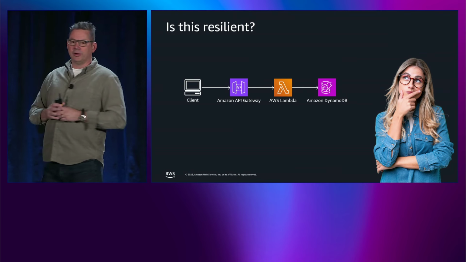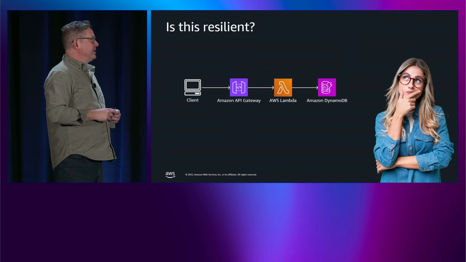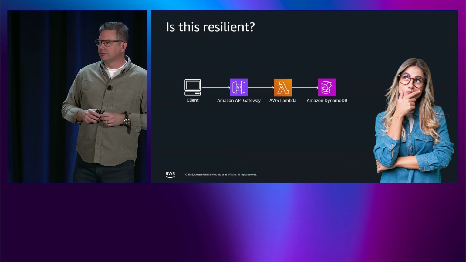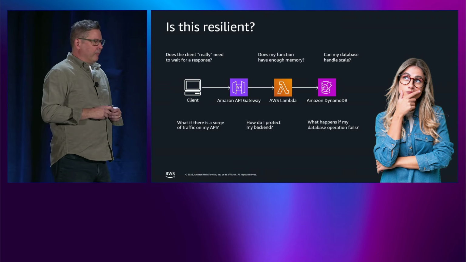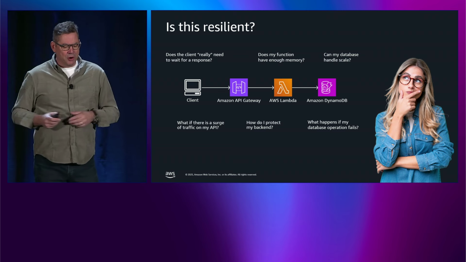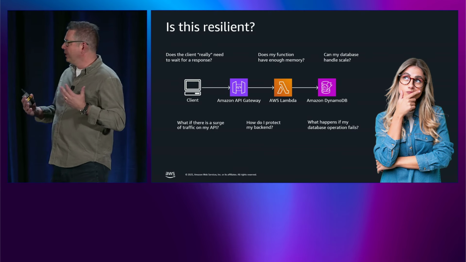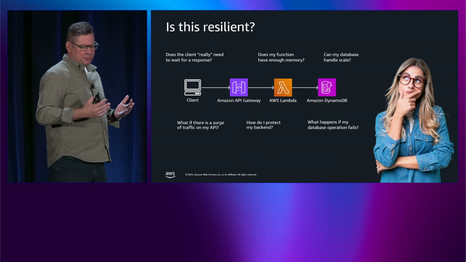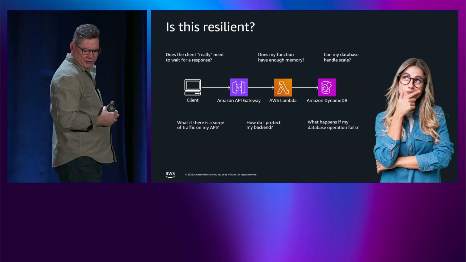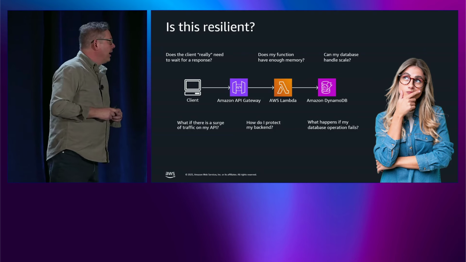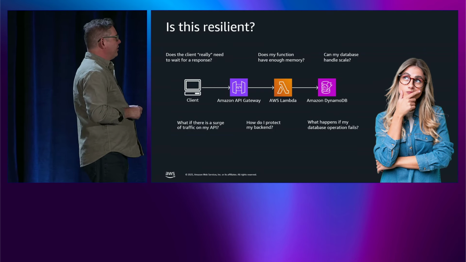So going back to our example around what microservices looks like, is this a resilient architecture? Now, when I'm looking at this, maybe some things you might want to think about are, does the client really need to actually wait for a response? What happens if there's a surge in traffic in the API? How do I protect my backend? Lots of little questions that come up.